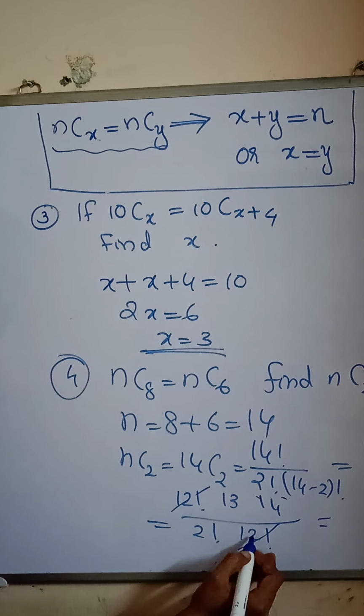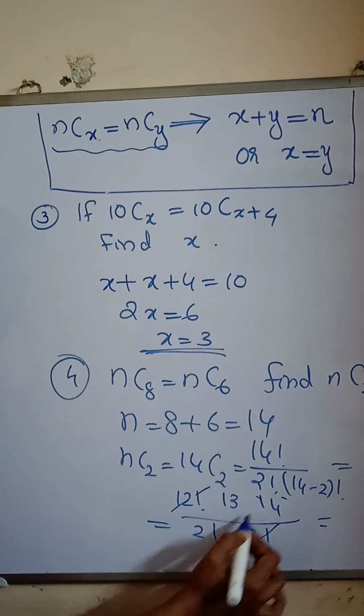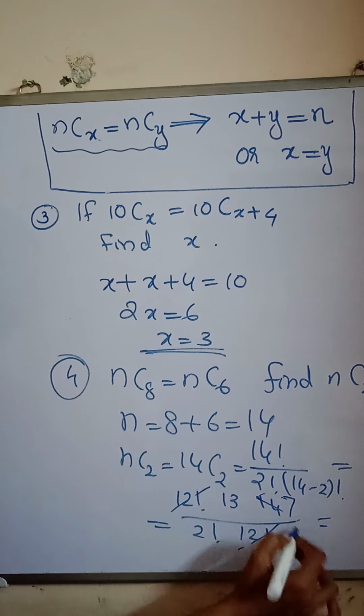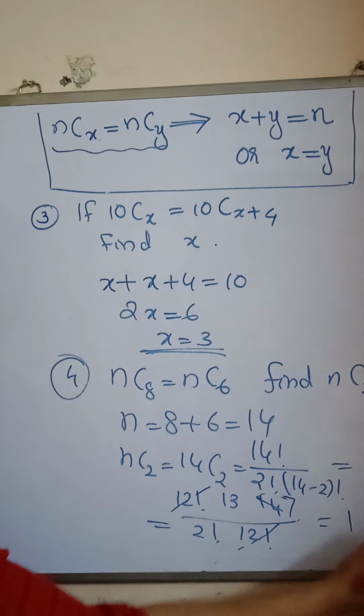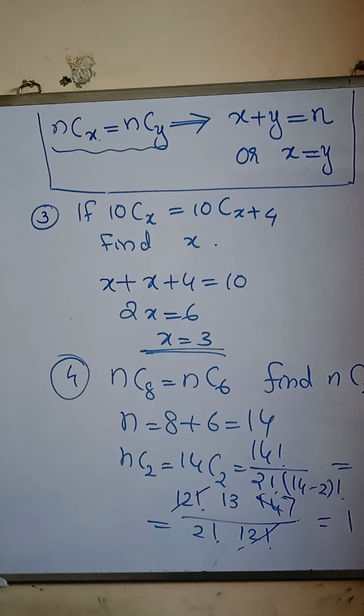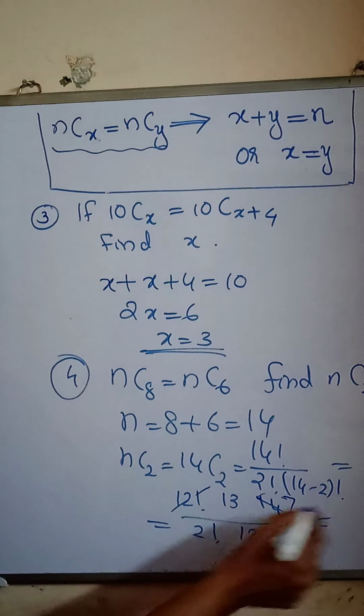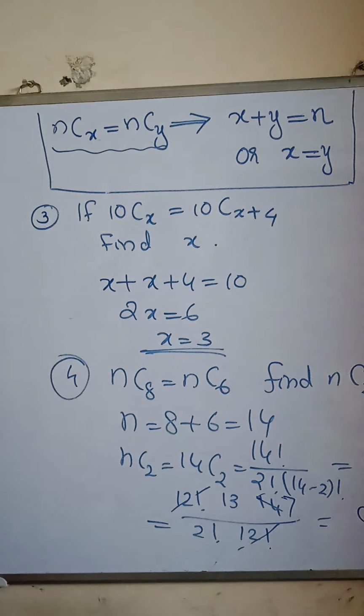12 factorial cancels. 2 into 7 is 14. Then 7 into 13, sorry, 91. Here it is 91. So the answer is 91.